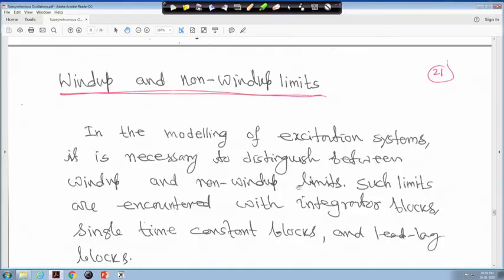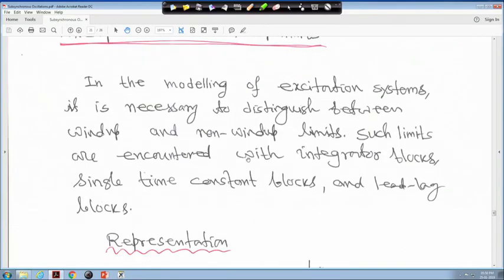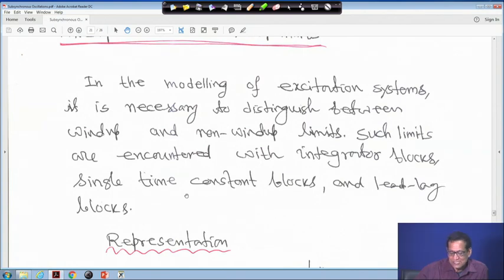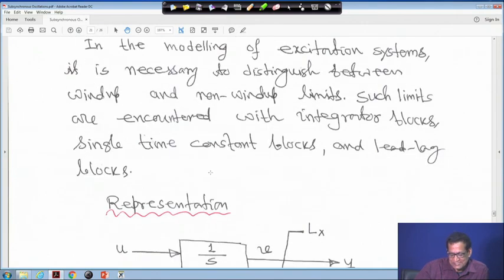But not only that, in other control parts also sometimes we use limiters. So, Windup and non-Windup limits. Such limits are encountered with integrator blocks, single time constant blocks and lead-lag blocks. We will see how they work mathematically, and their representation.